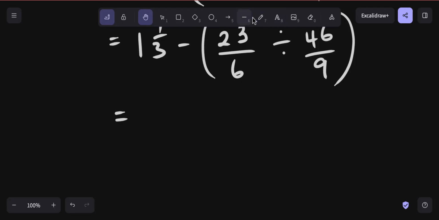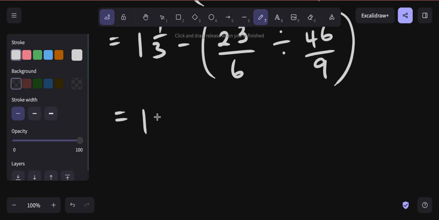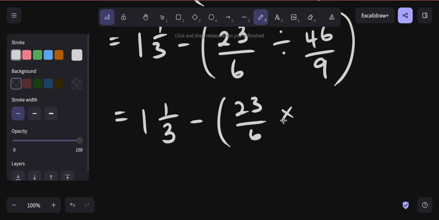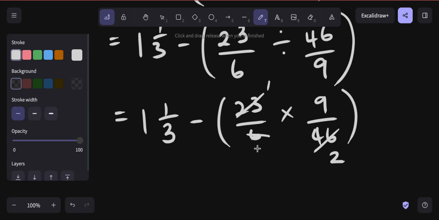All right. So we end up with 1 and 1/3 minus 23/6. And if we're dividing, it's the same thing as multiplying by the inverse, 9/46. Now we can get closer to what we need to have. We can divide 23 by 23 here and 46 by 23 here to give us 2. Both 6 and 9 are multiples of 3 and so are divisible by 3. 6 divided by 3 is 2 and 9 divided by 3 is 3.